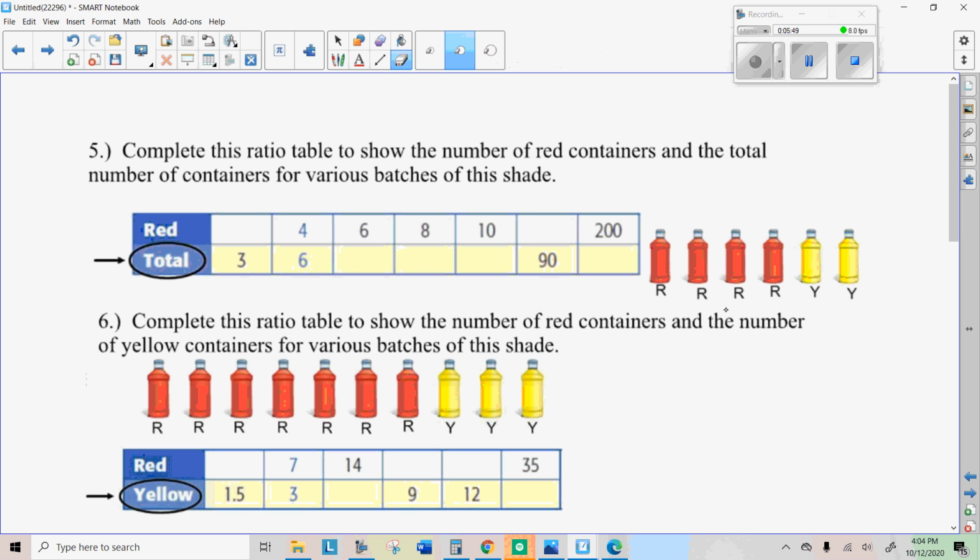This is a new batch, sorry about that. So here we have 4 red, 2 yellow. So that's 4 red out of 6. That's this one right here.